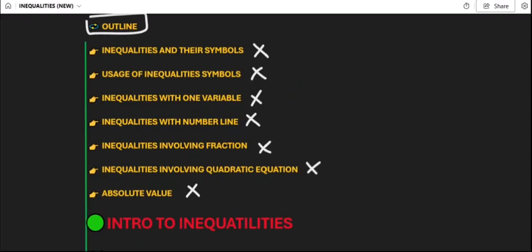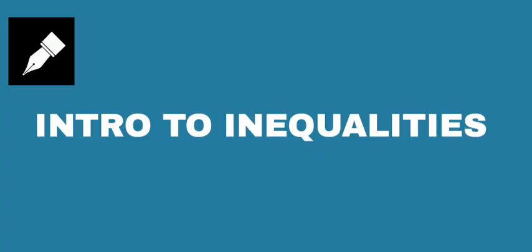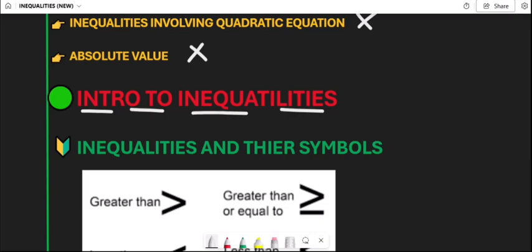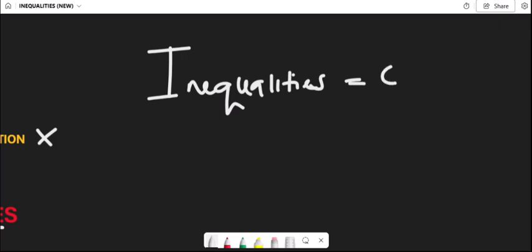Starting with the very first thing we have, which is the intro to inequalities. At first, the word inequalities means what? It means to compare, from the word comparison. That's the meaning of the word inequalities. It means to compare two things or a variable with a number.